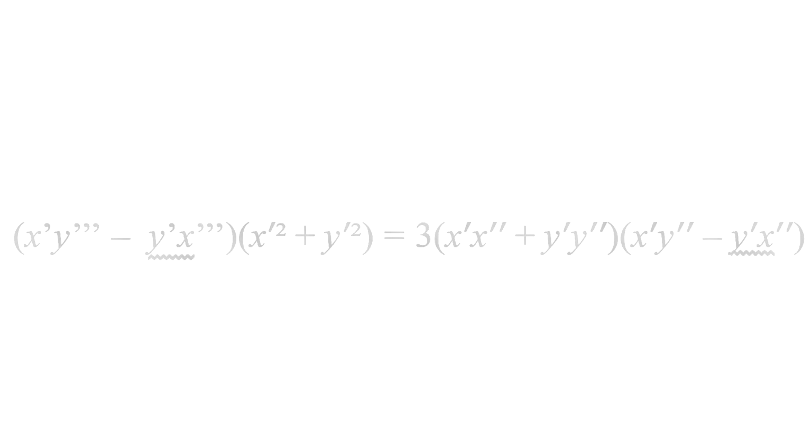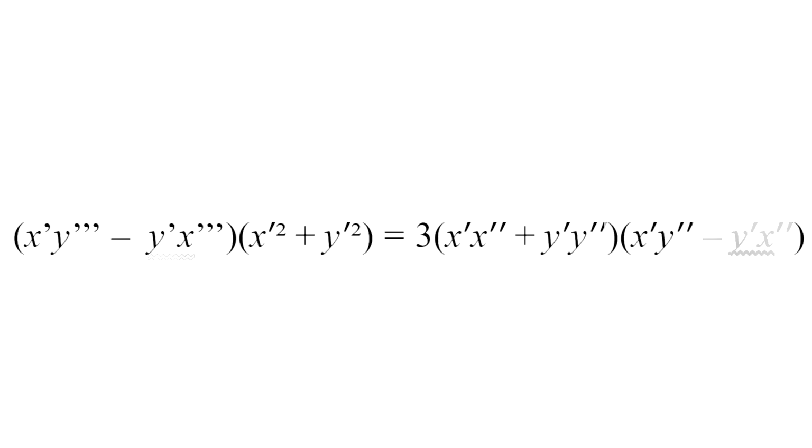So in the end, our minimum value equation is as follows: x prime y triple prime minus y prime x triple prime, times x prime squared plus y prime squared, equals 3 times x prime x prime prime plus y prime y prime prime, times x prime y prime prime minus y prime x prime prime.